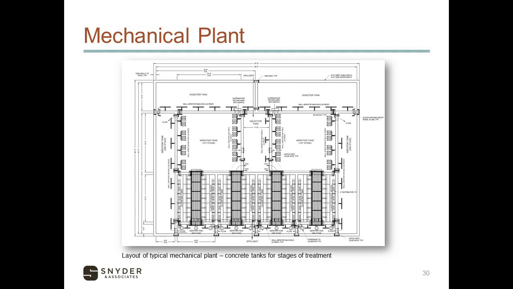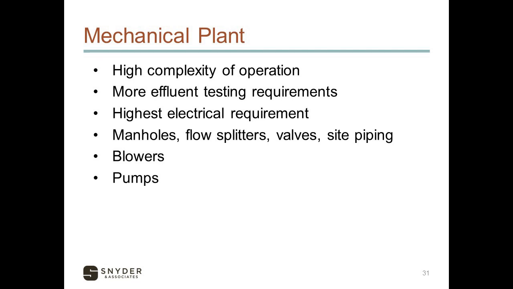It requires quite a few pumps and quite a few blowers to keep the water oxygen high enough, as well as keep that water moving through the stages of treatment. And then there would also be UV treatment at the end of a mechanical plant. This is probably the highest level of operation that we would ever see in small town Iowa. There's more effluent testing requirements, higher electrical requirements. Still contains the manholes, flow splitters, valves, and site piping that we need to get our water from place to place, as well as quite a few blowers and pumps.